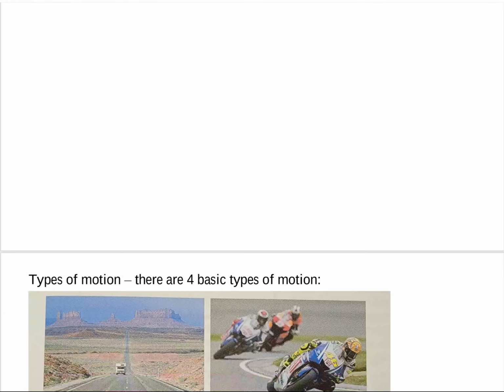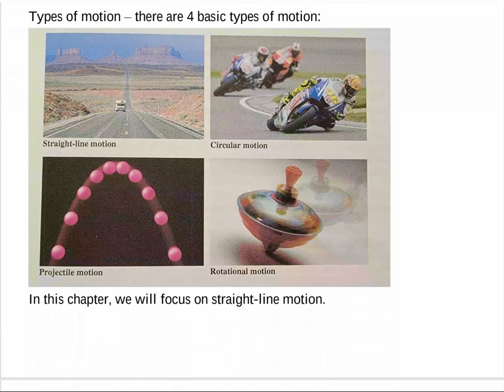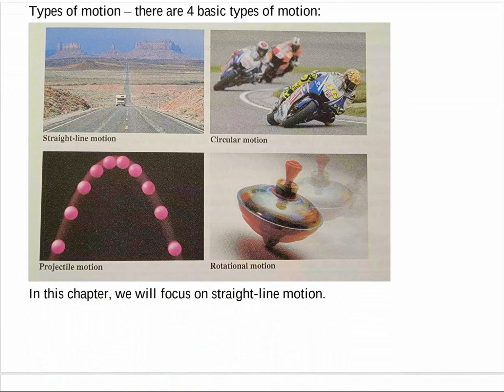So, types of motion. There are 4 basic types of motion. Straight line motion, you're driving down the road, you're walking down the hallway. Straight line motion is like that, roll a ball on the floor, okay? Circular motion, the guys here on the motorcycle going around the curve, you're driving your car around a corner, okay? All kinds of circular types of motion that we could be talking about. Twirling a ball around on a string, same ideas.